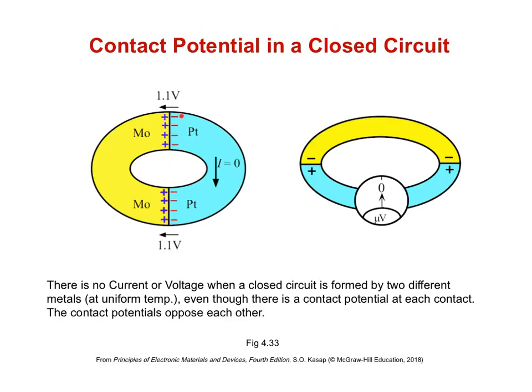The contact potentials produce no current because if made into a closed loop, the contact potentials would oppose each other. For the same reason, no electric potential would be measured by a voltmeter placed in one of the wires that makes a closed circuit.